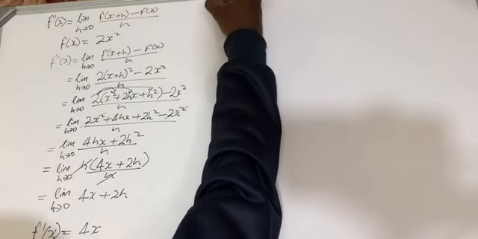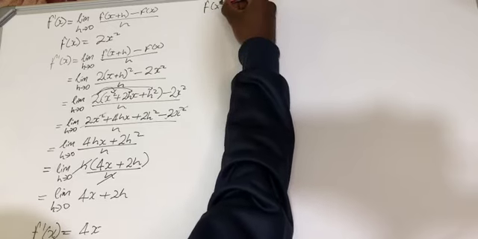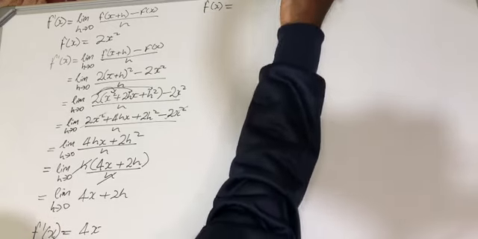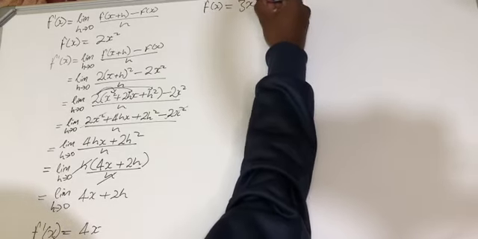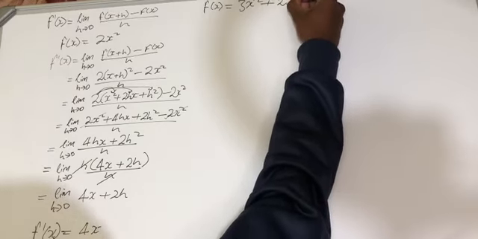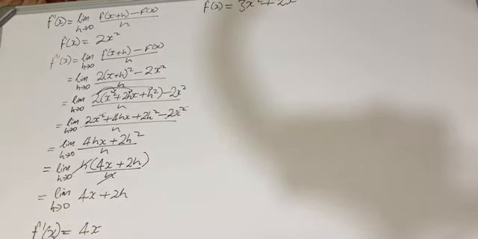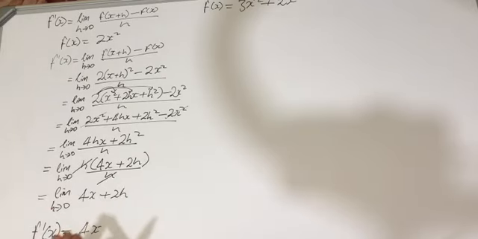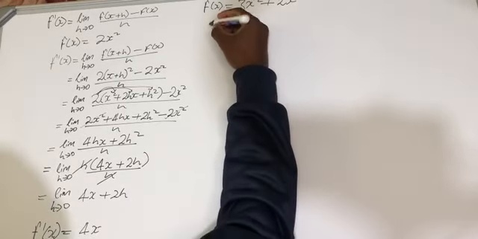Let's say you are now given f(x) equals, let's say, 3x squared plus 2x. So let's say this is your function, and you're still required to differentiate this function using first principles. So of course, the first thing that we're going to do is to write our formula. That part is extremely important. So let's write our formula.